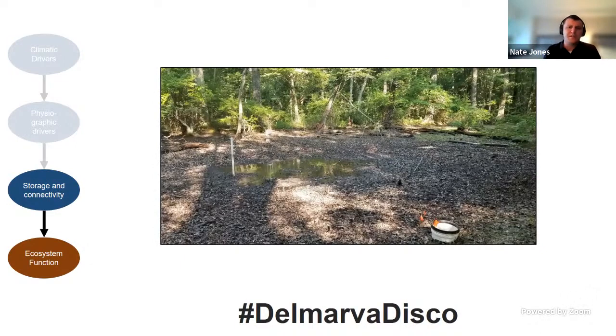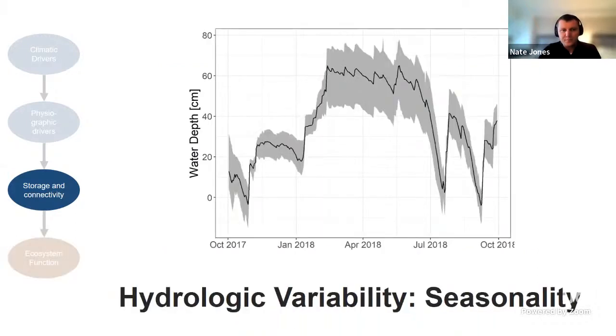The important part here is these wetlands. This is a picture of one. They're both small, less than 2 hectares, and they go dry regularly. So this is a picture of one of those wetlands when it went dry.